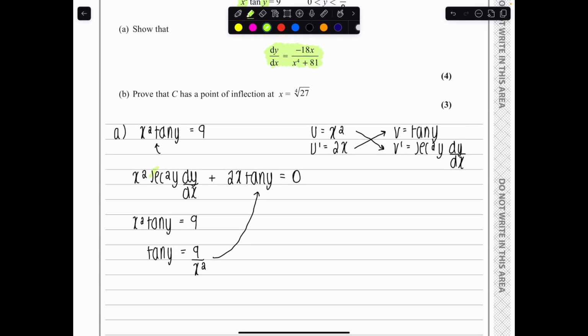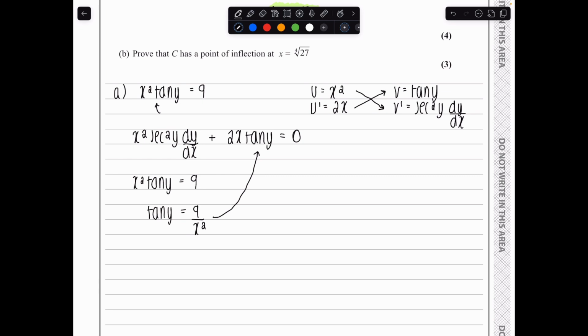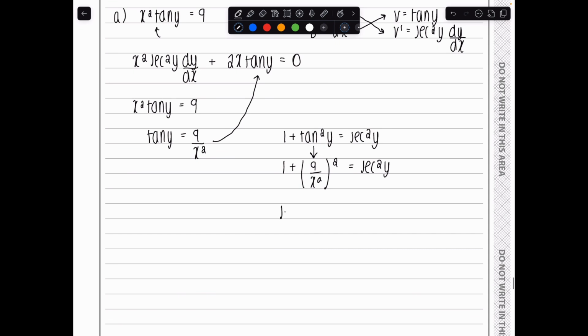Have we learnt any trig identities that let us write this in terms of tan of y, so that we can write it in terms of x? And there is an identity. So 1 plus tan squared y is equal to sec squared y, isn't it? Now we know what tan squared y is. It's just 9 over x squared, squared. Then we have a 1 plus there, and that is equal to sec squared y. So let's simplify that. In this case, sec squared y is equal to 1 plus 81 over x to the 4.